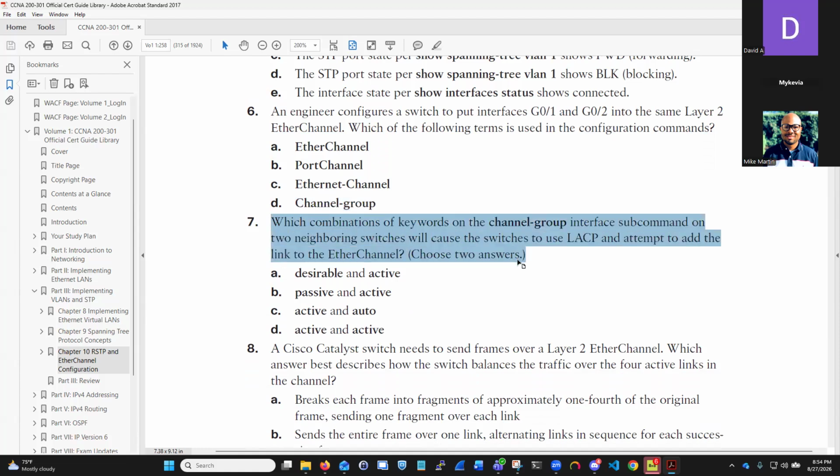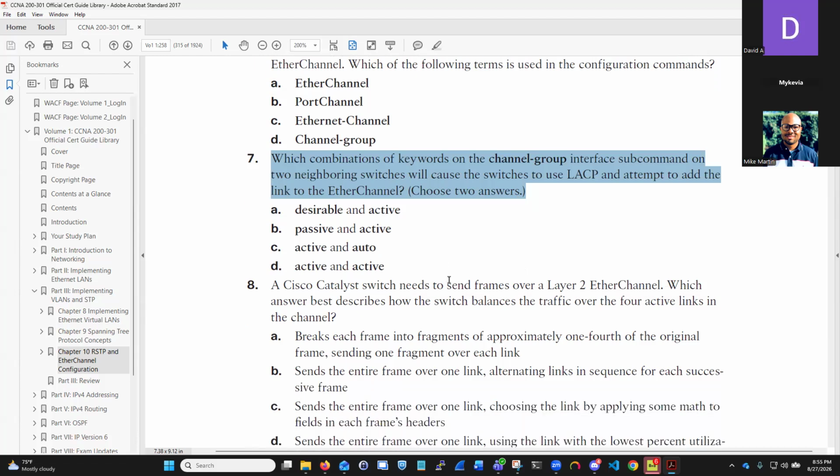All right, Mike, which combinations of keywords on the channel group interface subcommand on 2 neighboring switches will cause the switch to use LACP and attempt to add the link to the ether channel? Choose 2 answers. I like answering questions like this because it absolutely tests and makes sure that you actually are doing labs. So, Mike, you're on the clock. It's active and passive, and active and active. Okay, so B and D. And your final answer? Yeah. All right, that is correct.